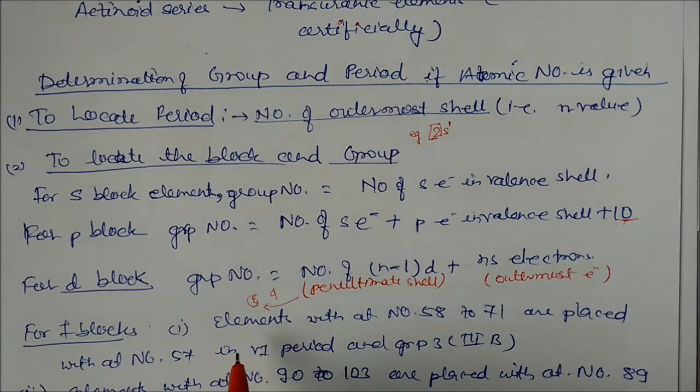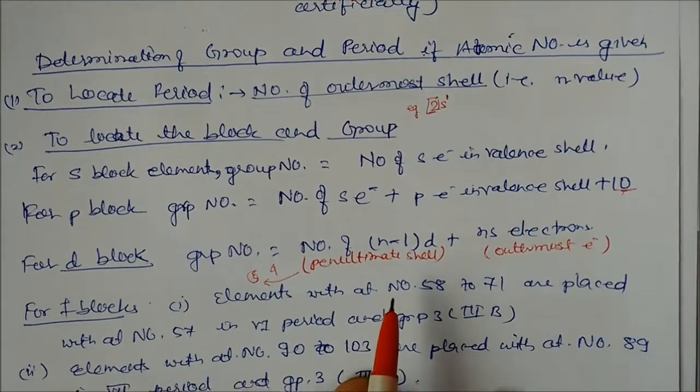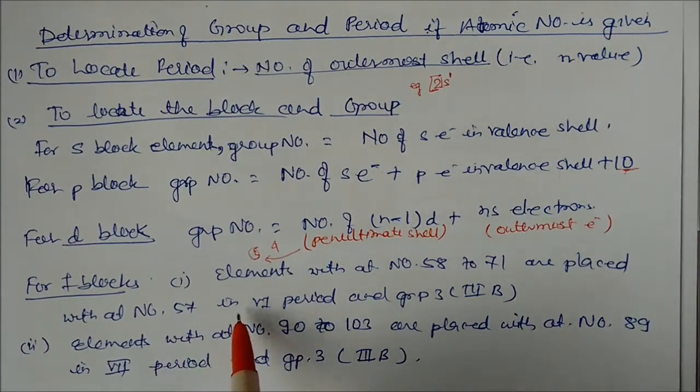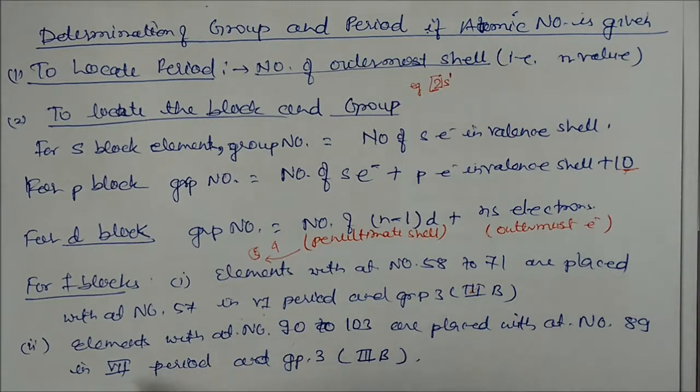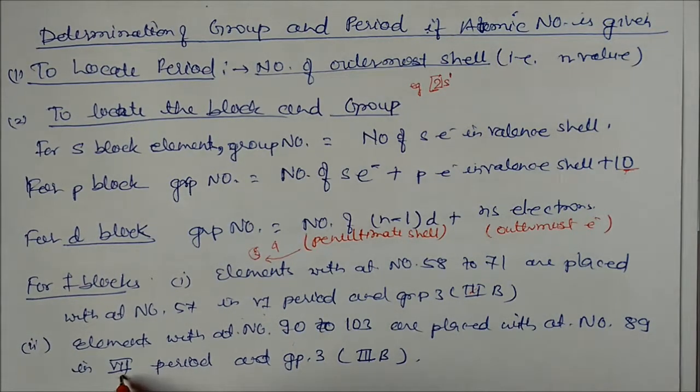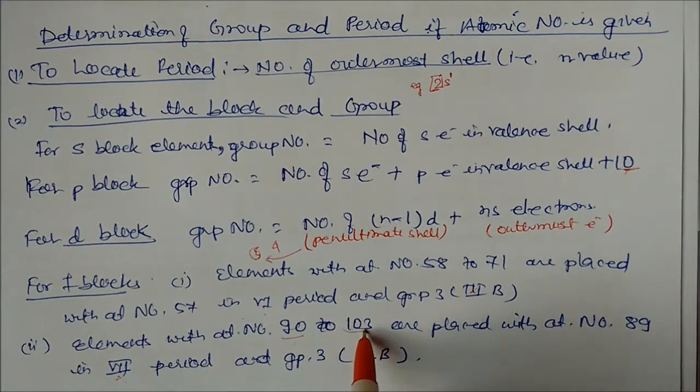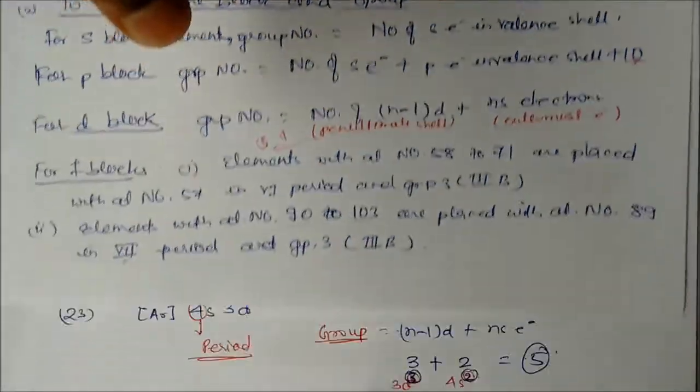For f blocks, I discussed that the elements with atomic number 58 to 71 are placed along with atomic number 57 in the 6th period and group 3. Elements with atomic number 90 to 103 are placed along with atomic number 89 in the 7th period, also group 3. So both these blocks are present in group 3, but one is in the 6th period and the other in the 7th period. So for the 7th period the atomic numbers are 89 to 103, and for the 6th period they are 57 to 71. For this you go through the periodic table and you will understand automatically.